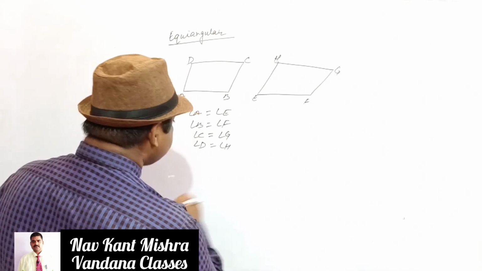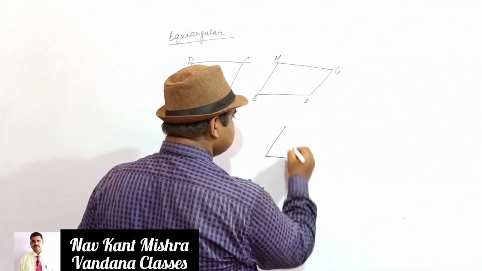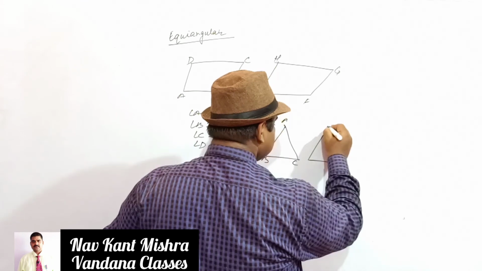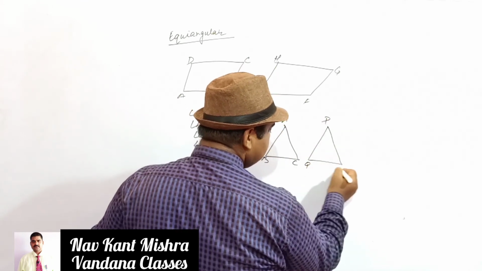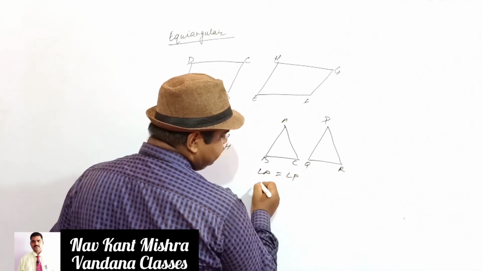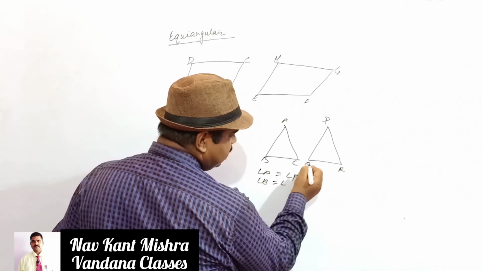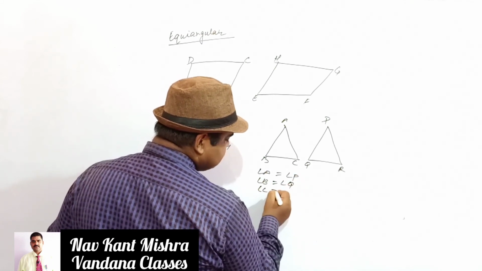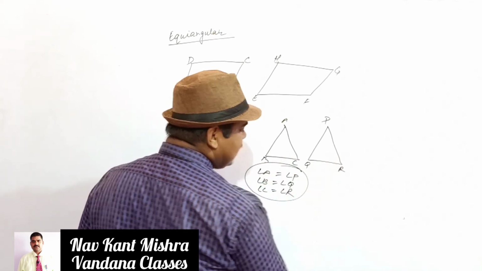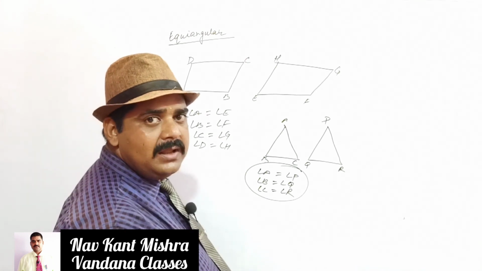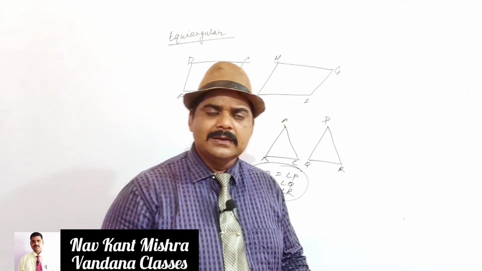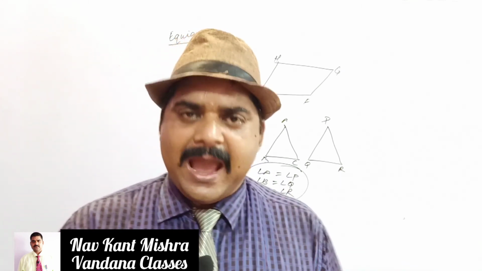Similarly, in the case of triangles, suppose two triangles are ABC and PQR. In these two triangles, if angle A is equal to corresponding angle P, angle B is equal to corresponding angle Q, and angle C is equal to corresponding angle R, then these two triangles are known as equiangular triangles. So any two triangles whose corresponding angles are equal are said to be equiangular triangles.